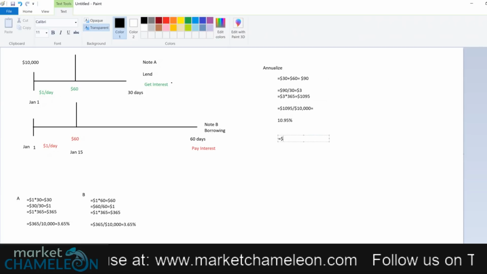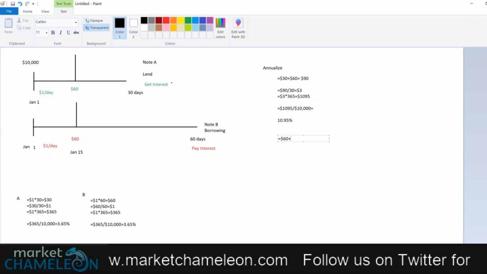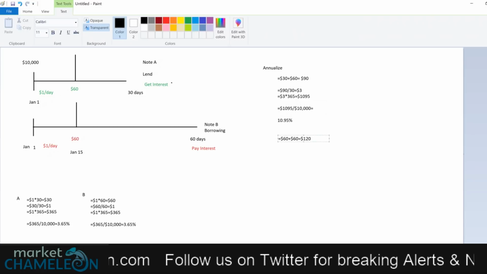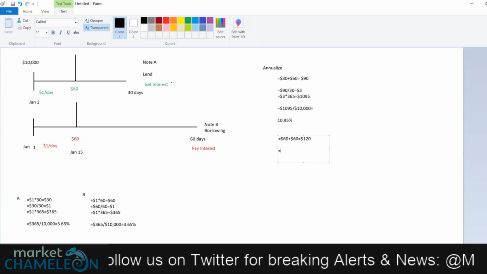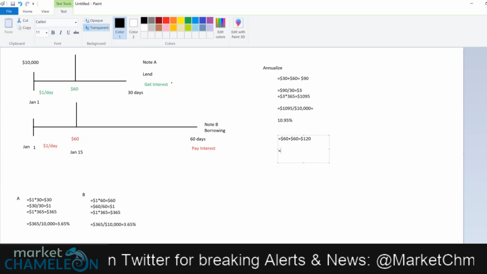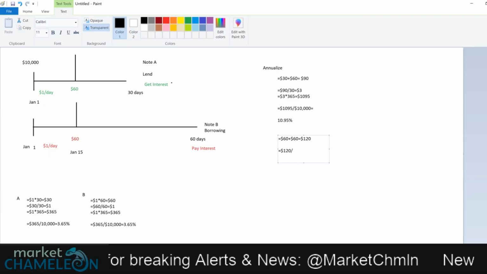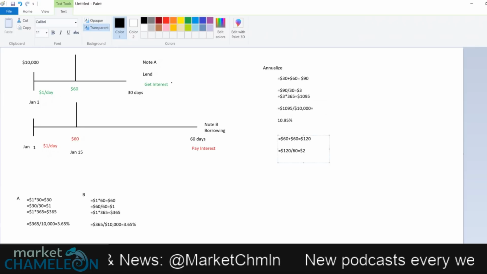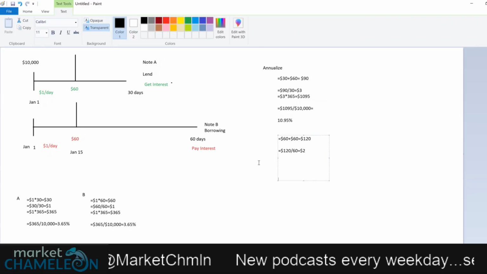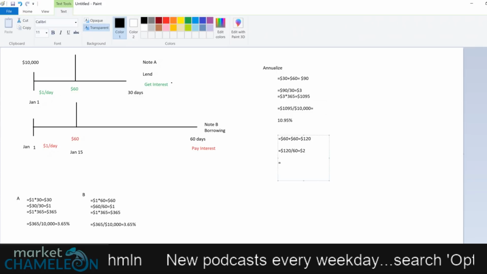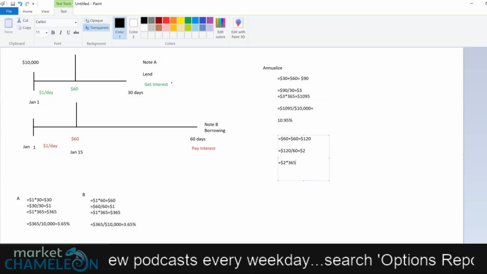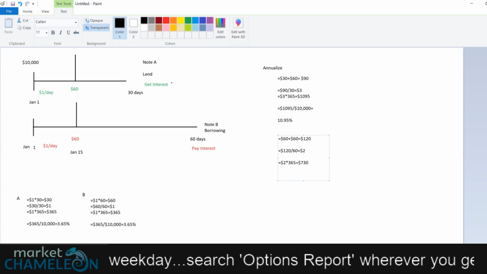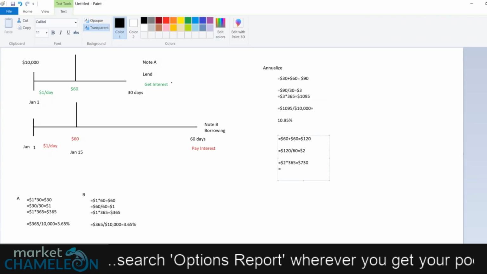For 60 days, I pay $1. So $60 plus another 60, plus another 60. What is that? 120. Then 120 divided by 60 days equals $2 a day. Then we take $2 a day and annualize it, 365. That's 730.